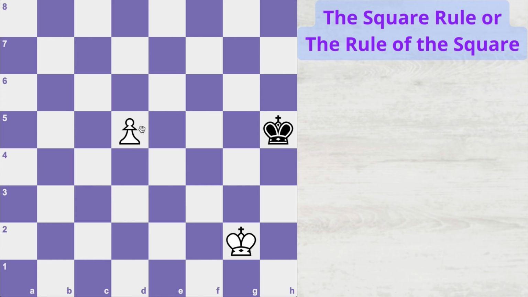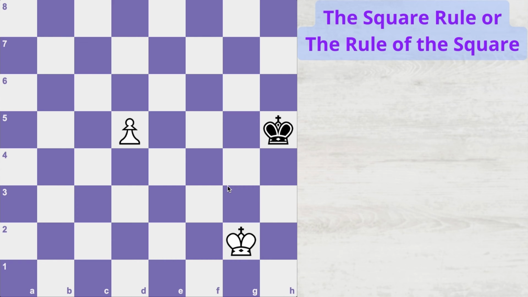So if it is white's turn, then white will obviously win this game. But if it is black's turn, then black can draw this game. Well, how did I calculate it so fast without moving any piece on the board? Well, that's the magic of the rule of the square, or the square rule.